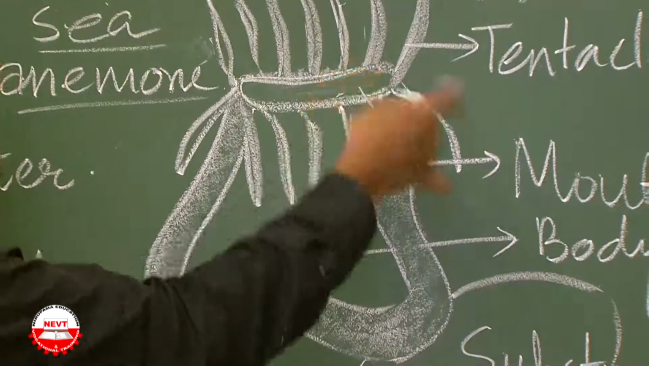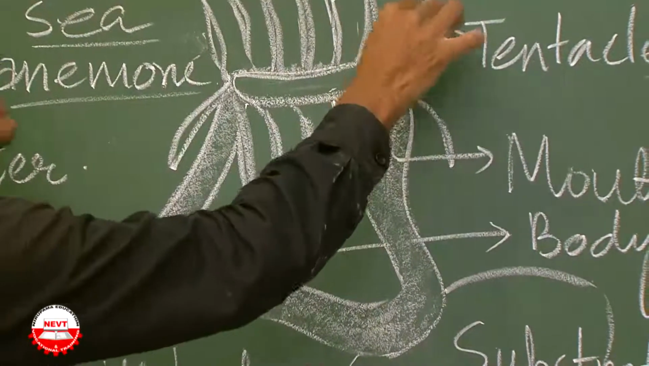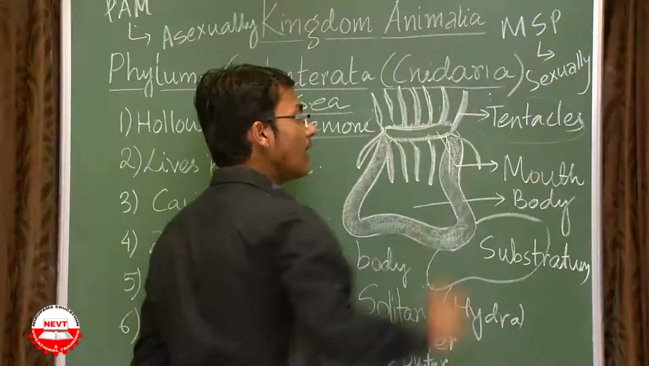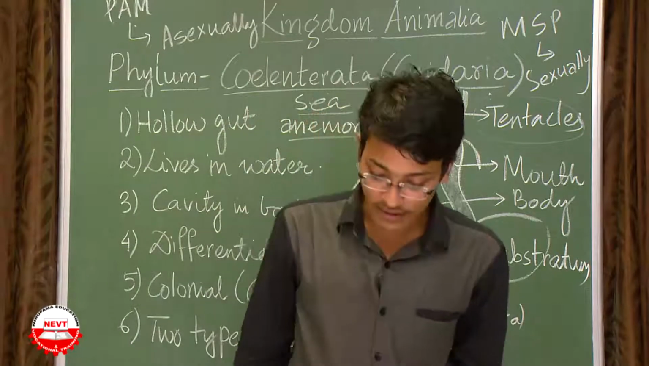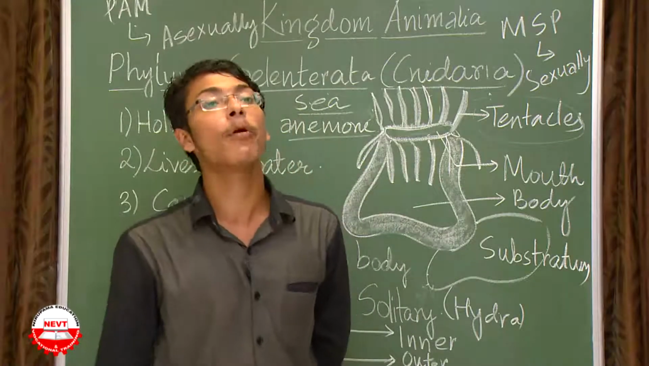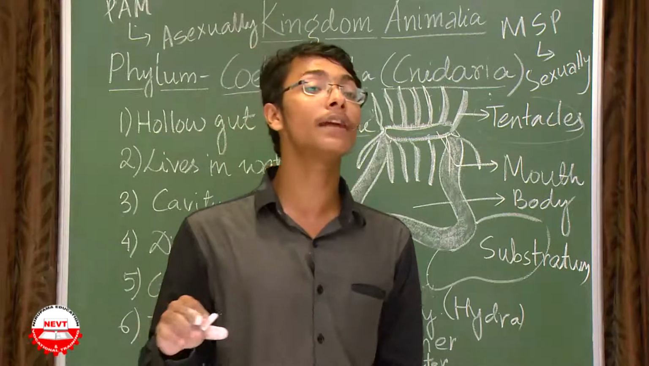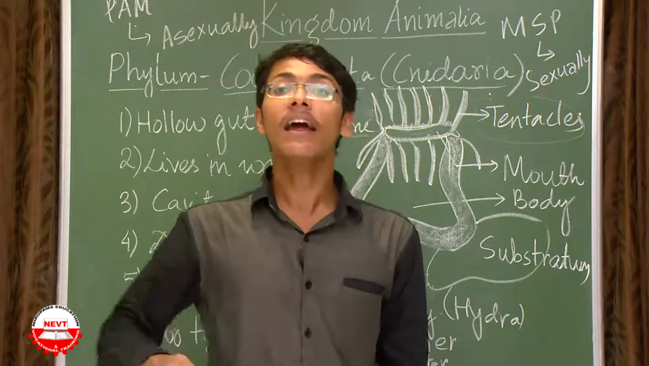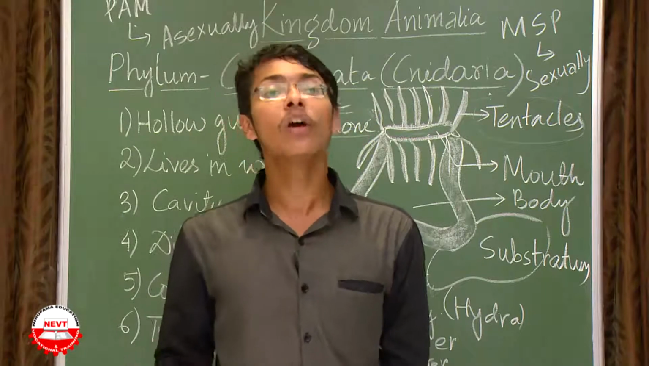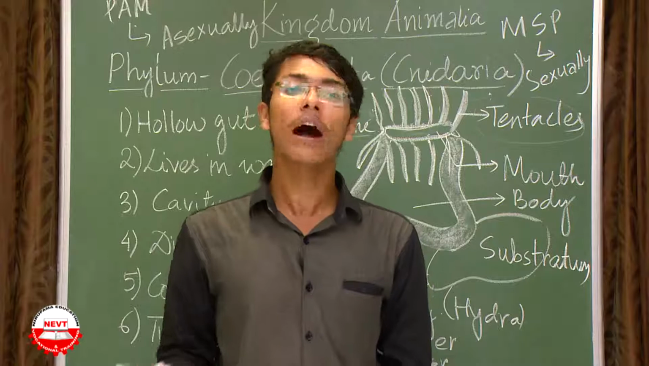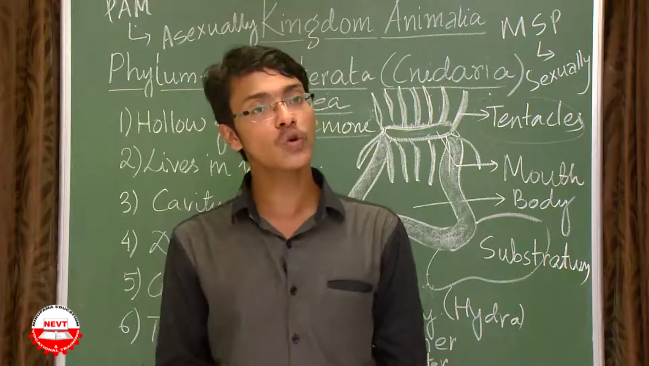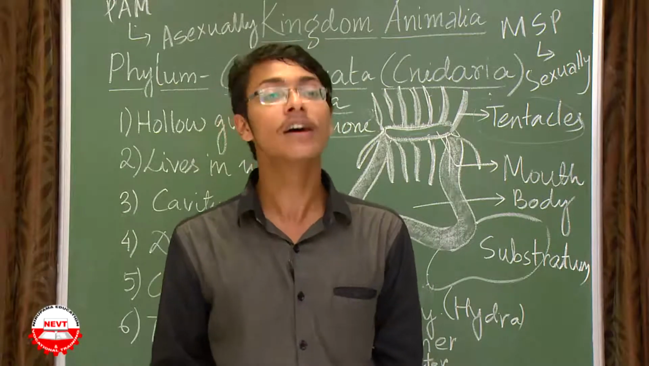This is the mouth through which it eats, and these are called tentacles. Tentacles are hair-like structures that grow from the body of the sea anemone and are meant for sensing whether I am attached to the correct substratum, whether any danger is there or not. After all, it is a living organism, so it will show some characteristics of living beings. So tentacles are meant for sensing.